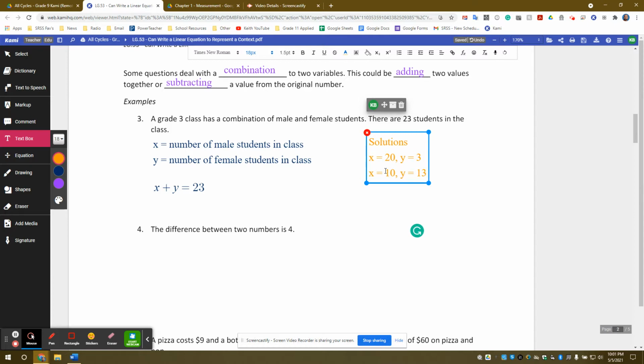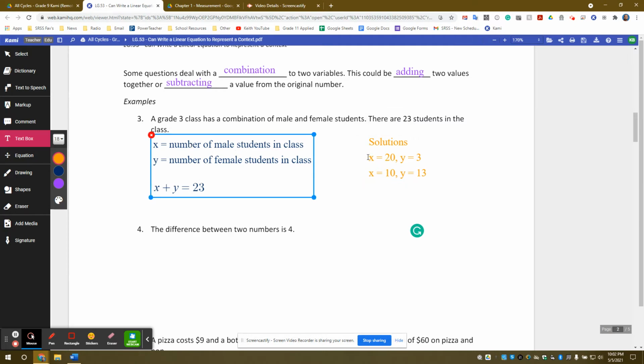Now we can't say that X is 4 and Y is 2 because that equals 6, and there's 23 students in the class. So we know that these are possible solutions. We don't have our exact solution, but if we're told one of the values, we can find the other one as well. So that would be a couple of solutions. Okay, so this is a solution to it. Now again, we know that X is number of males, so X is 20.